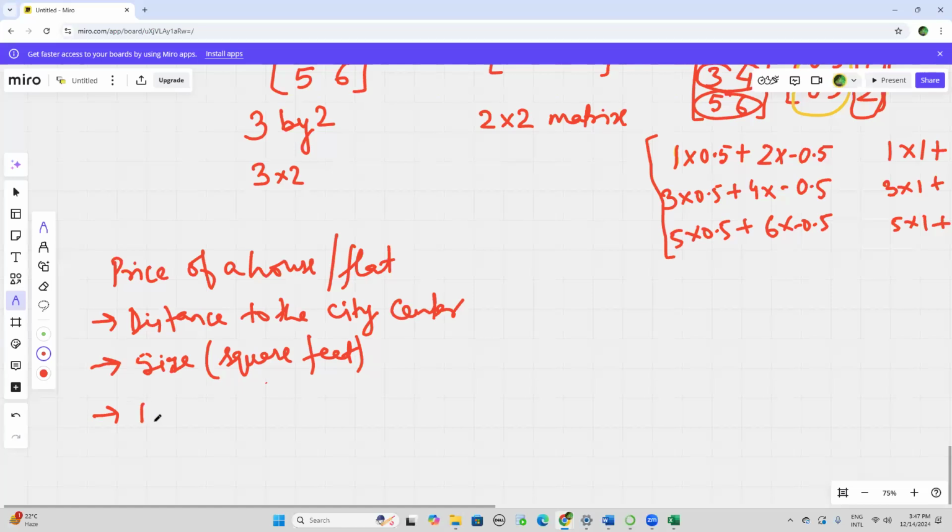Then it also depends on the number of bedrooms, right? Many other parameters are also there, like what all amenities they are giving and many other things. But at a very high level, these are the points which decide the price of a flat. You all agree or not? Agreed. Okay, now, next question.